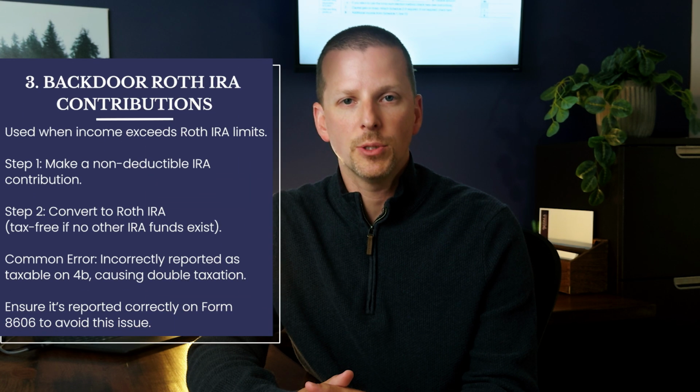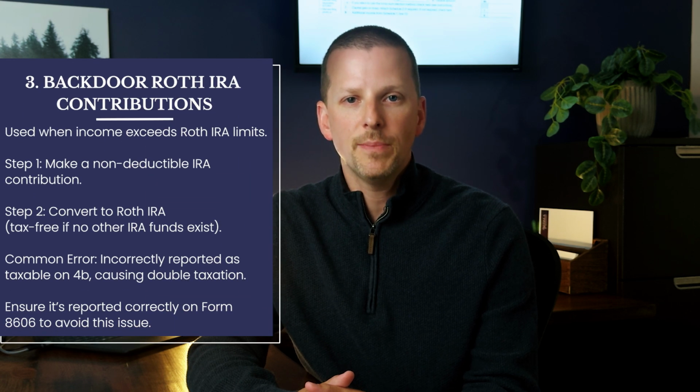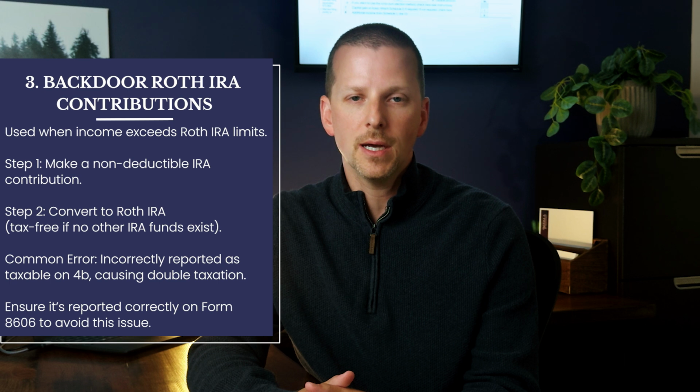The third item on our list is backdoor Roth IRA contributions. This strategy is typically used when a household is over the income limits to make a direct Roth IRA contribution.